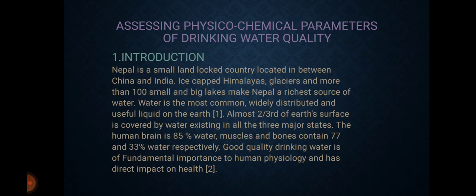Water is the most common, widely distributed and useful liquid on Earth. Almost two thirds of the Earth's surface is covered by water, existing in all the three major states. The human brain is 85% water. Muscles and bones contain 77 and 33% water respectively.